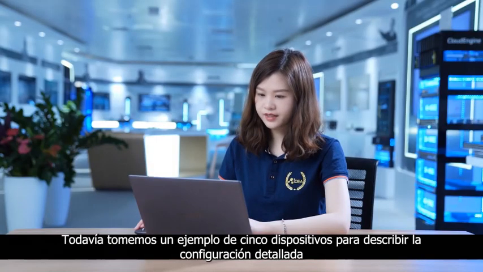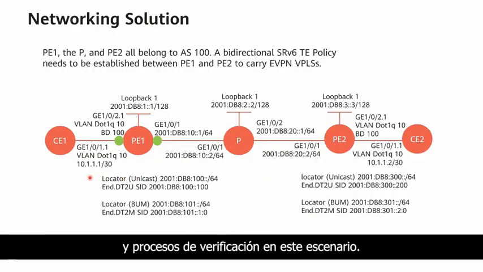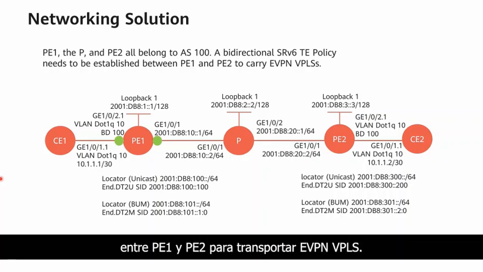Let's still take an example of 5 devices to describe the detailed configuration and verification processes in this scenario. P1, the P, and P2 all reside on the public network. C1 and C2 are connected to customer networks. A bidirectional SRv6 TE policy needs to be established between P1 and P2 to carry EVPN VPLS.